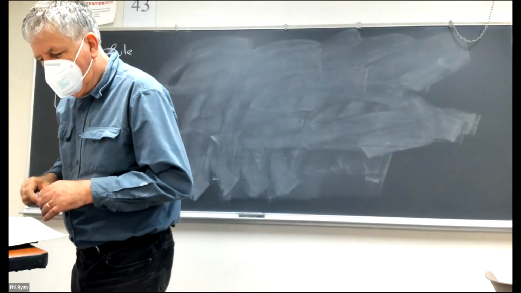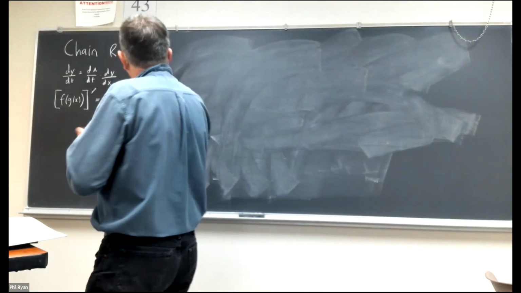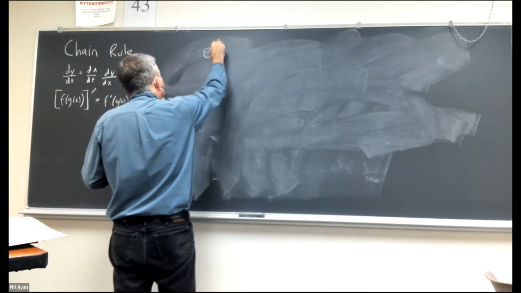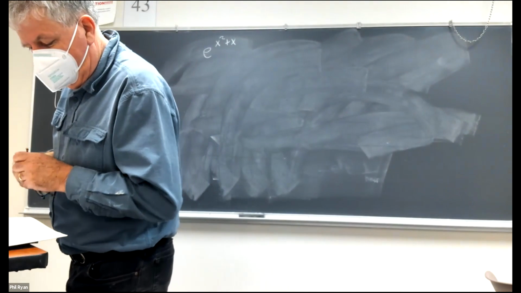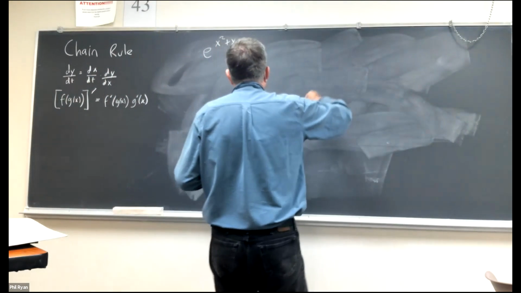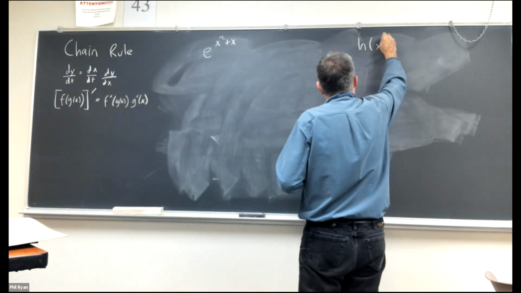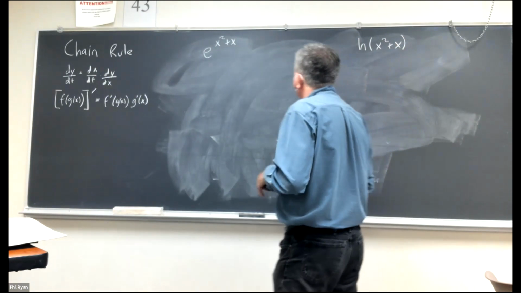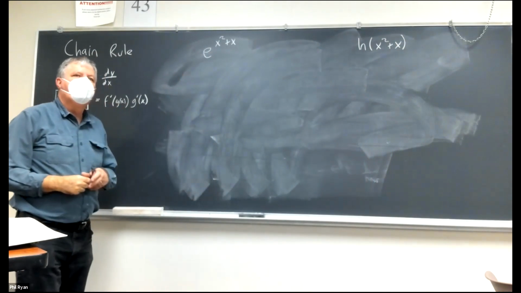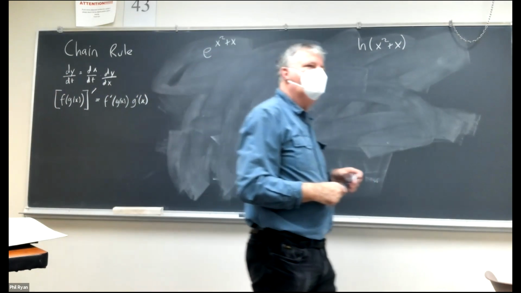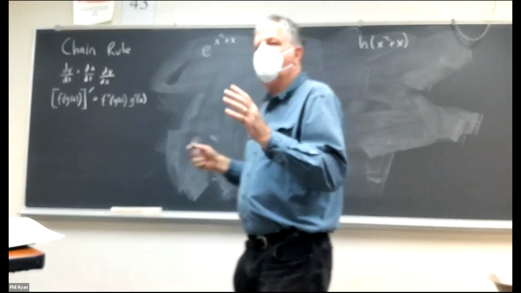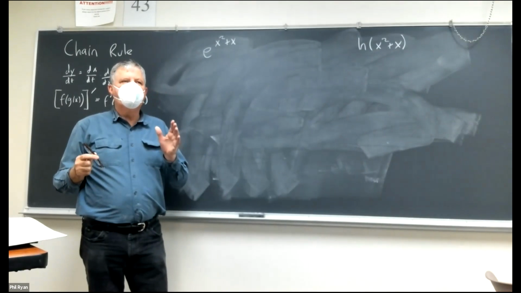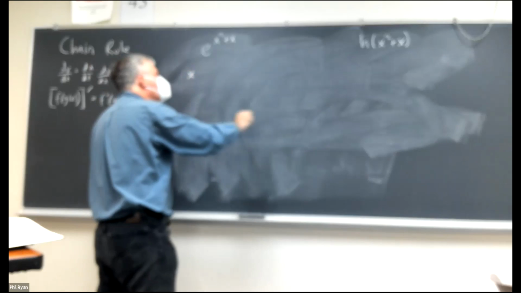Okay, let's put some functions together in another different way. Let's see if I can do two on the board. e to the x squared plus x, and ln of x squared plus x. Okay, again, they're complicated looking functions, but again, we can break them up into easier pieces. Again, both chains start with an x.